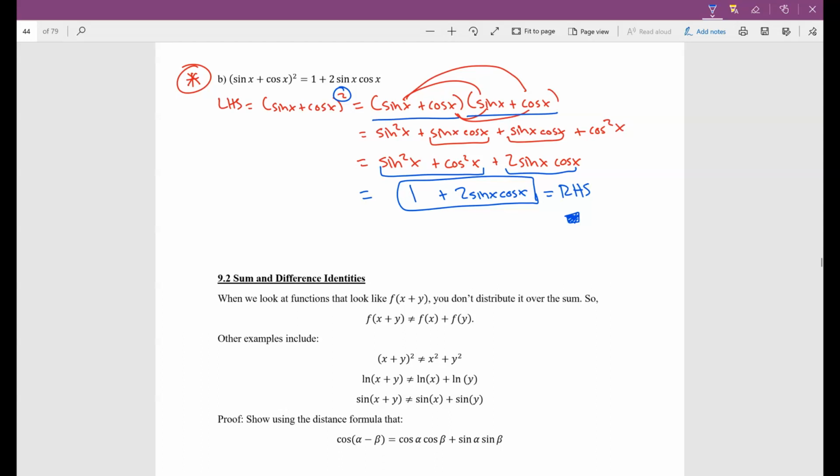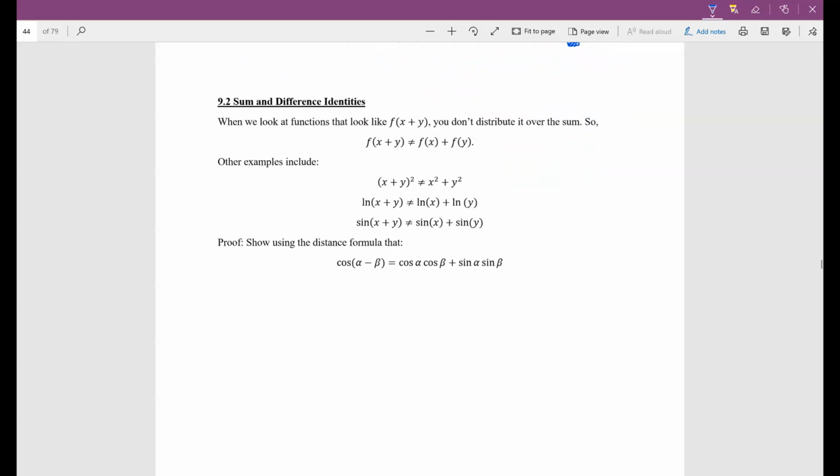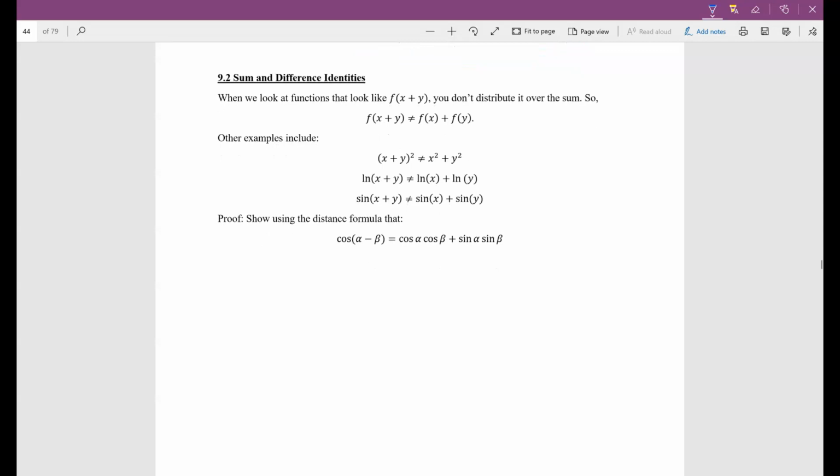Okay, so let's go now to the next section, which is going to be 9.2, which is sum and difference identities. So here there's more identities. We may do a little bit of verification, but there's other things that I feel are a little important. So usually when we look at functions, we know that functions can be rewritten as f of x, and the f of x is just basically the y value.